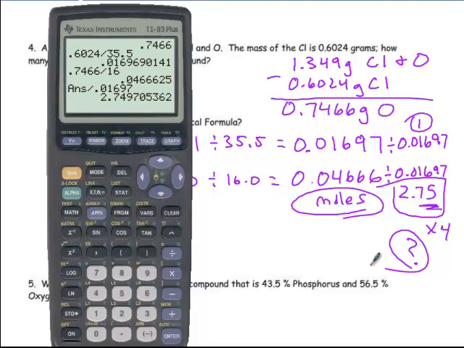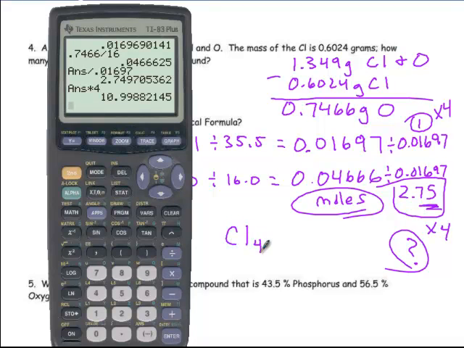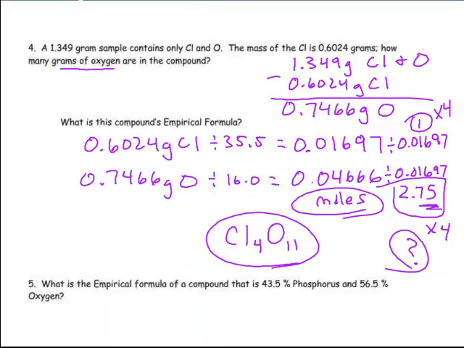I have to, at this point, either have a whole number ratio, in which case I'm done, or one of those decimal equivalents, or really close to it. As you can see here, 2.7497. So that's essentially 0.75. So I have to multiply that one by 4. If I multiply that one by 4, I must multiply the other one by 4 as well, so that I keep the ratio the same. So that times 4 is 11. So the correct formula here is going to be Cl4O11. So Cl4O11 is the right answer there.